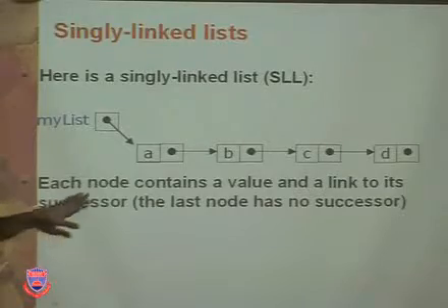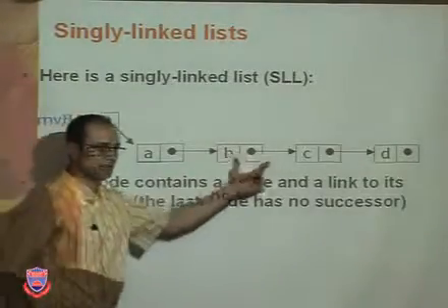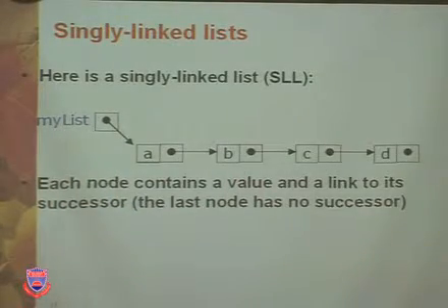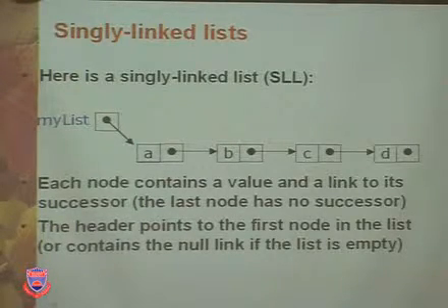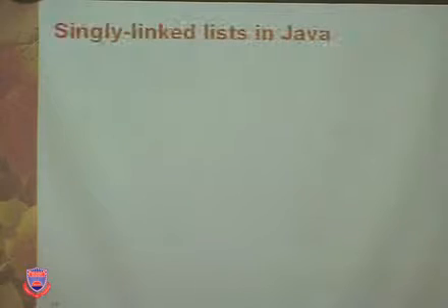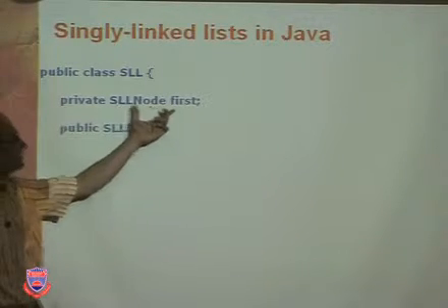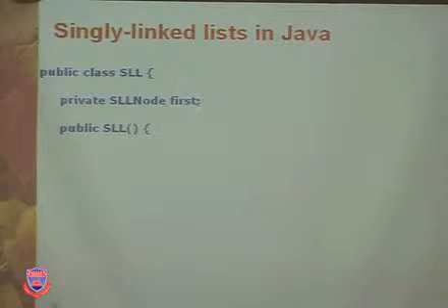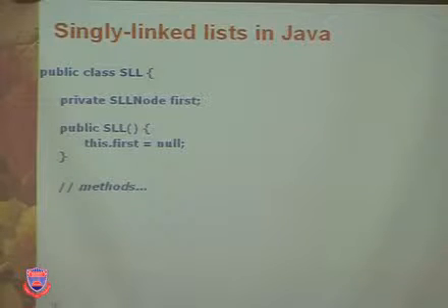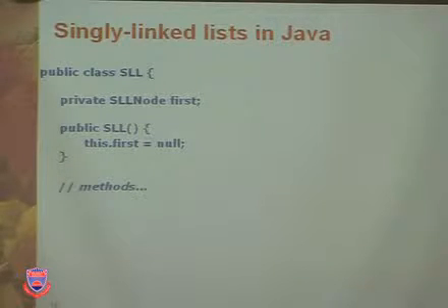So in each node you have a value and a link to its successor. You have B as A's successor, C as B's successor, and so on. And you also have the header, which points to the first node in the linked list that you have in the implementation. If you would like to define the singly linked list SLL, you have the private SLL node first, as I mentioned to you earlier. You define the first node, which is initially assigned null in the constructor, and then you will have add and remove methods for the SLL.